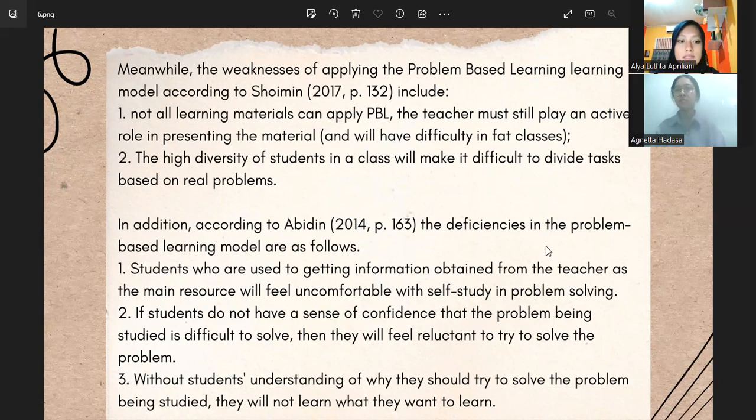Number one, students who are used to getting information from the teacher as the main source will feel uncomfortable with self-study and problem solving. Number two, if students do not have confidence that the problem being studied can be solved, then they will feel reluctant to try to solve the problem. The last one is, without students' understanding of why they should try to solve the problems being studied, they will not learn what they want to learn.